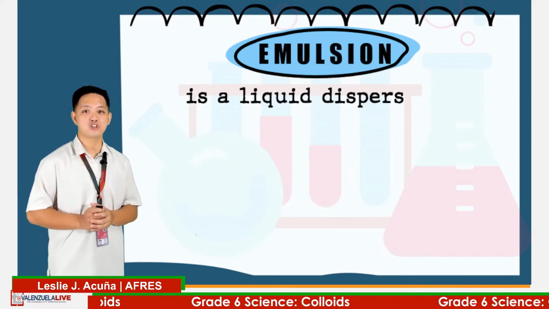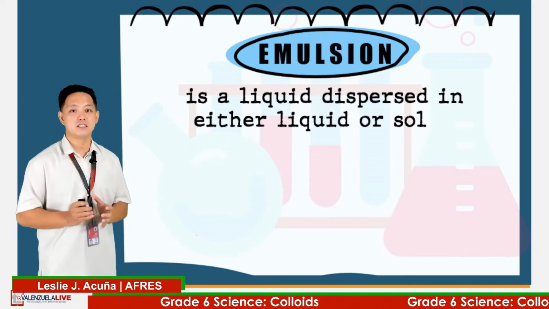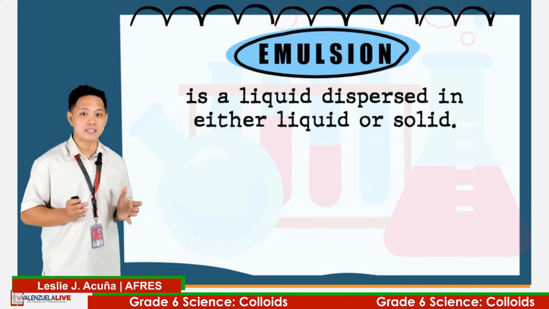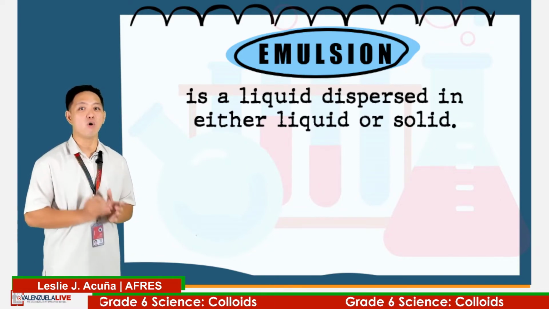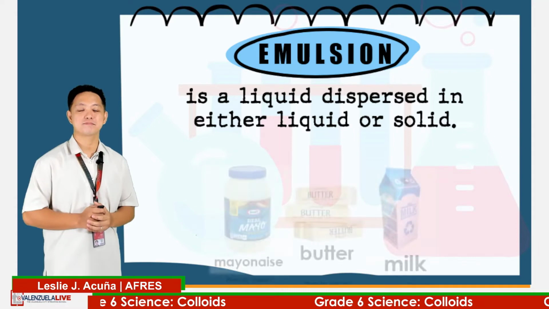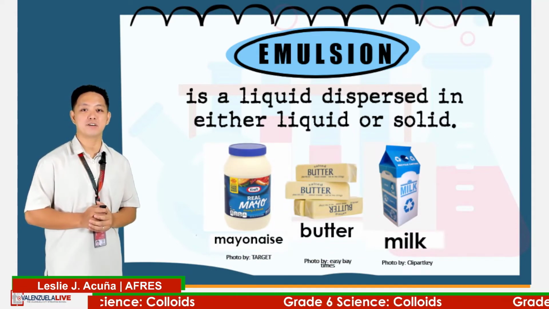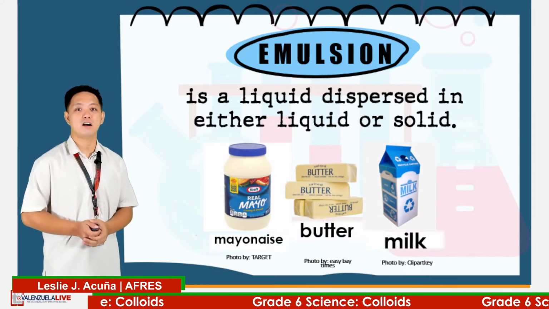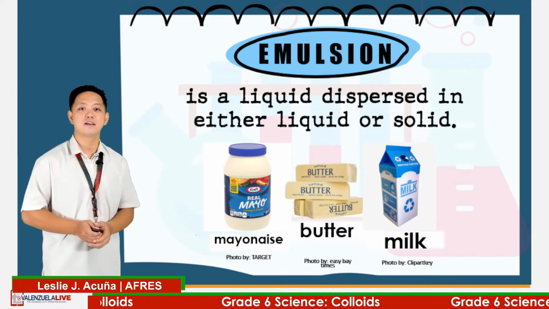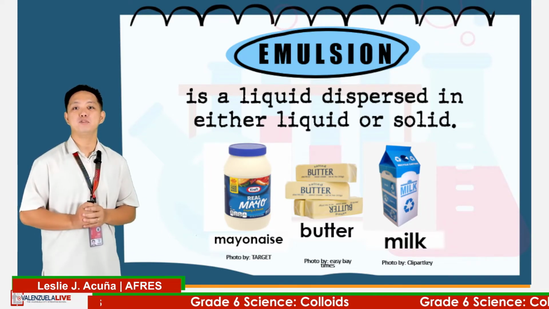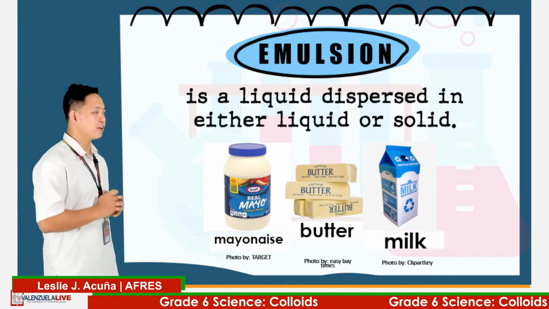While an emulsion is a liquid dispersed in either liquid or solid. Examples of emulsions are milk, cod liver oil, butter, mayonnaise, and creams.